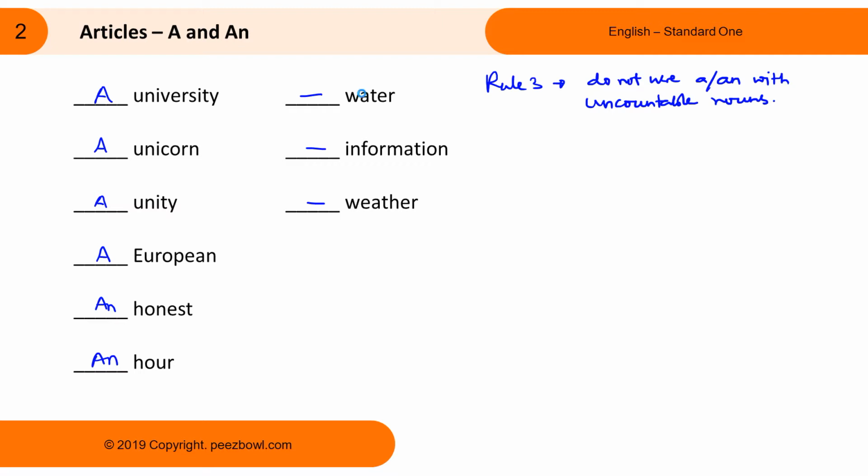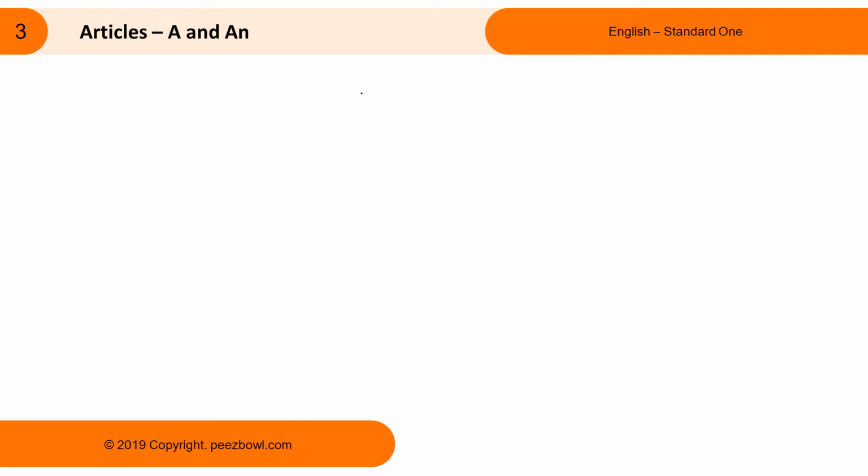In my next slide, I will write a few examples to help you understand where to use A or N. My first sentence is, she is dash artist. In this example, we are talking about a girl who is an artist. It's talking about a profession or a job. So here is another rule.